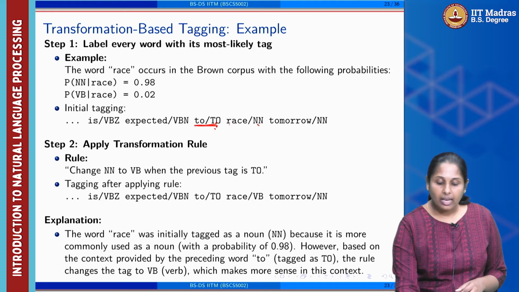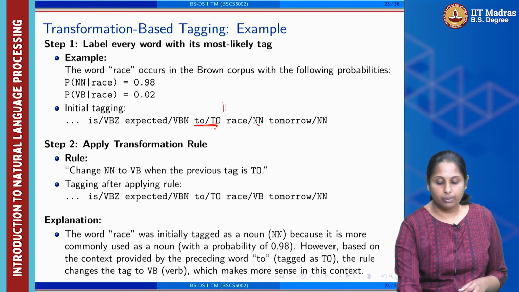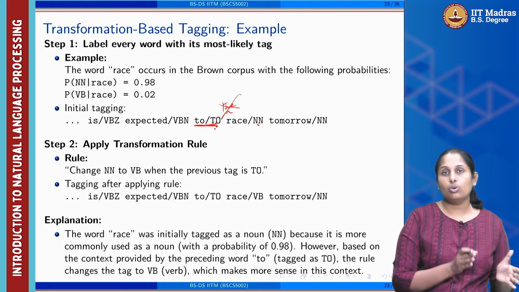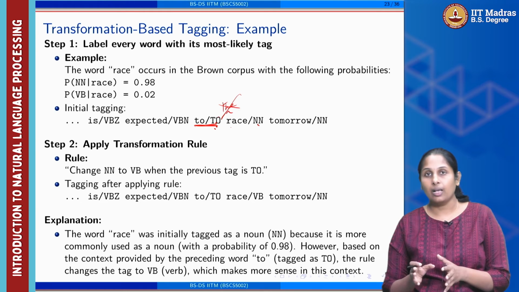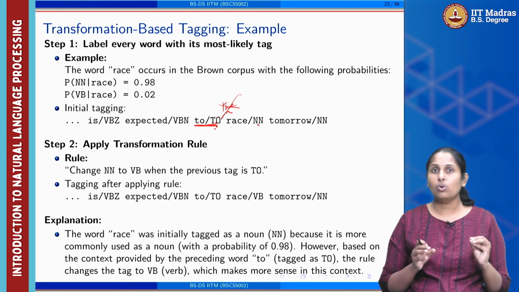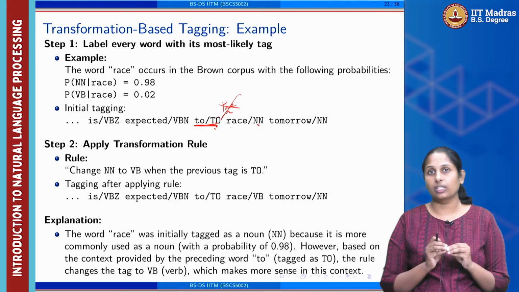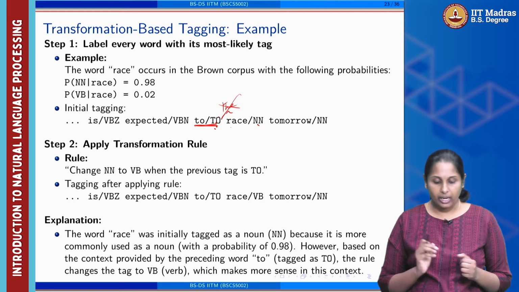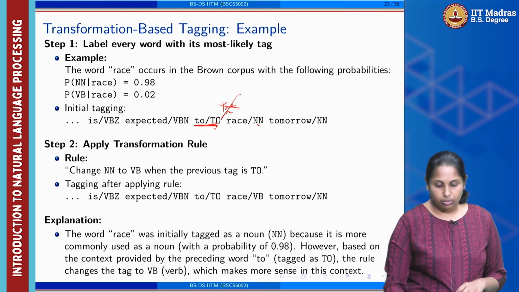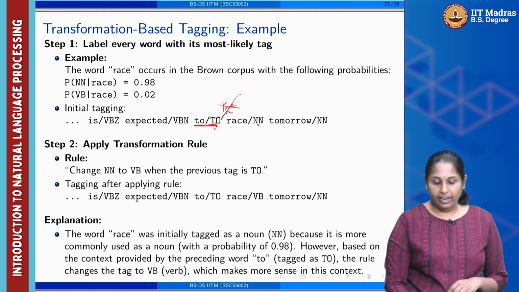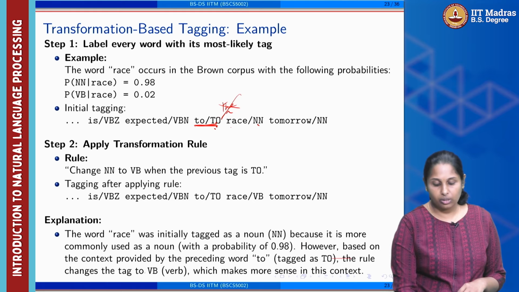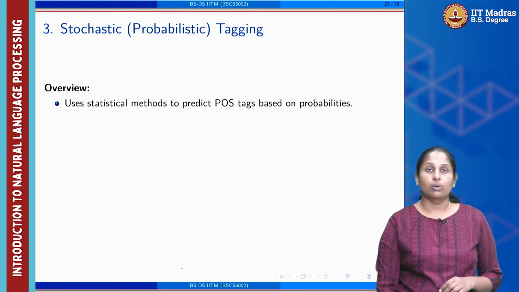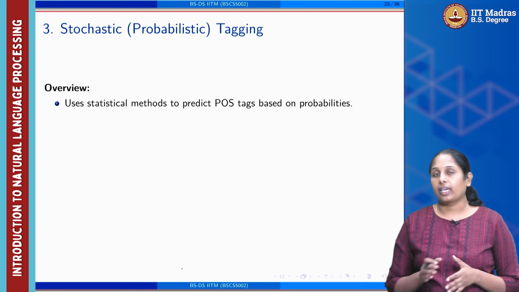Whenever race in the singular form comes, there is a determiner that should come. In this case there is no determiner; "to" is followed by the word race, but the probability of "to" and race combined, that means infinitive form followed by a verb, will be more than the probability of "to" followed by a noun. So now this rule is applied, and finally we are changing that rule to select the verb instead of a noun. This is how transformation tagging helps.